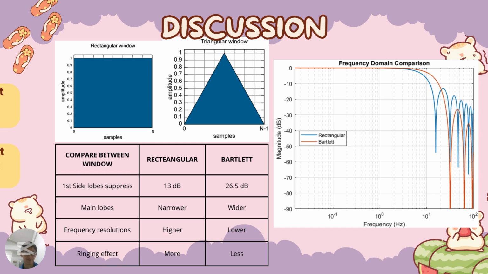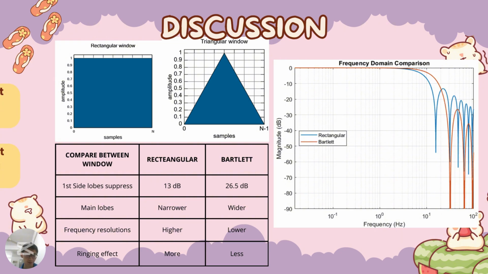The rectangular window and Bartlett window, also known as the triangular window, have different characteristics. This makes them suitable for different applications. In the figure on the right, we can observe that the Bartlett window, in orange color, suppresses the side lobe to about 26.5 dB below 0 dB, while the rectangular window is only suppressed about 13 dB. The lower suppression of the side lobe makes the rectangular window less effective at isolating signals compared to the Bartlett window.